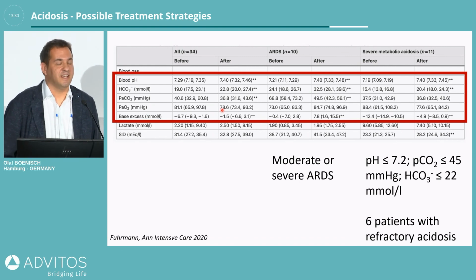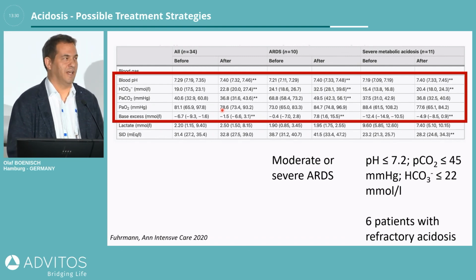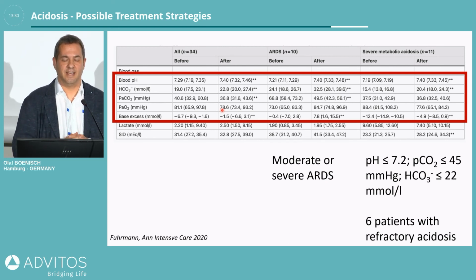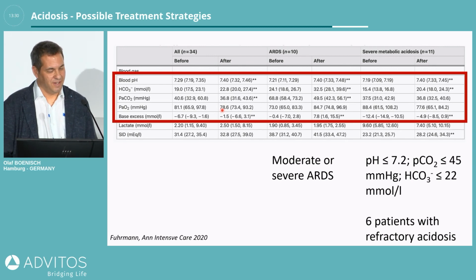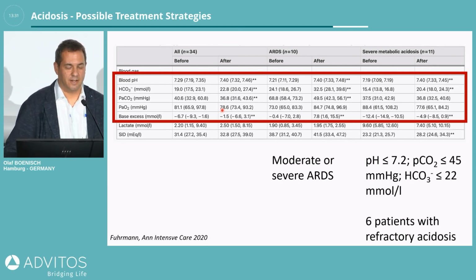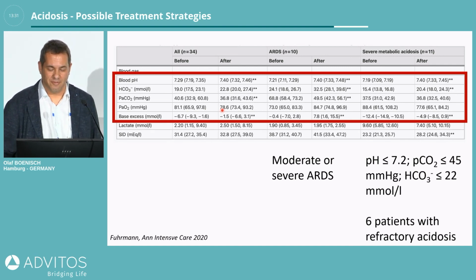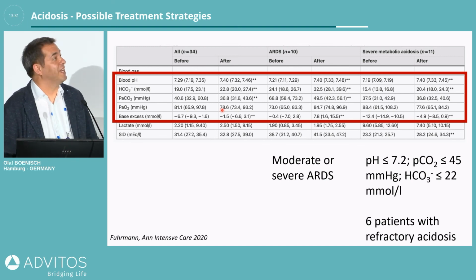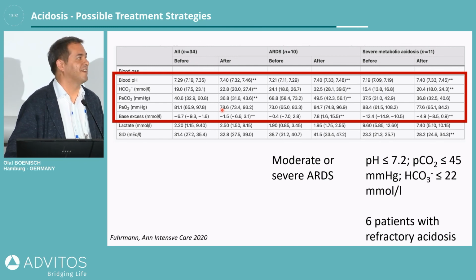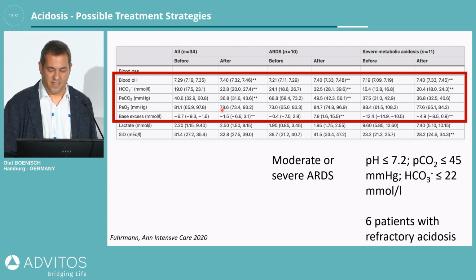And what you can see here is that in all the groups, in the overall group on the left side, in the ARDS group in the middle, and in the group with patients with severe metabolic acidosis, there was a very good correction of the pH. You see in the overall group from 7.29 to normal values, ARDS from 7.2 to normal values, and in the acidosis group as well from 7.19 to normal values. And of the 11 patients with severe acidosis, 6 had refractory acidosis, which we were not able to treat with conventional dialysis therapy.